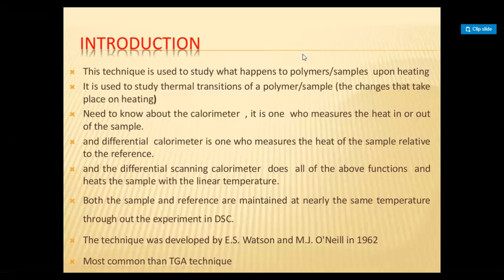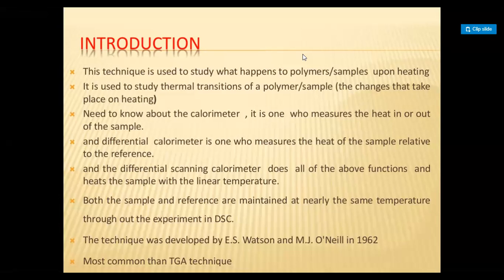Today we will discuss another topic from thermal analysis, that is part three, differential scanning calorimetry. This technique is used to study what happens to a polymer sample upon heating. It is used to study thermal transitions of a polymer or sample, the changes that take place on heating.